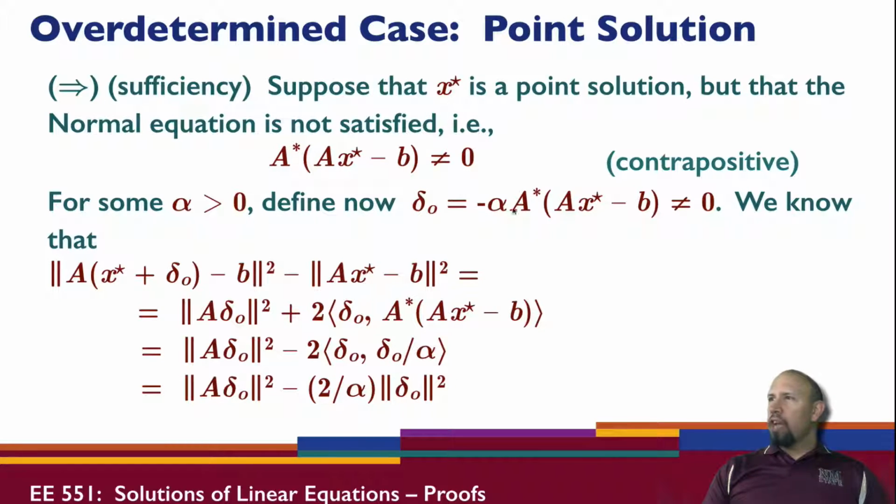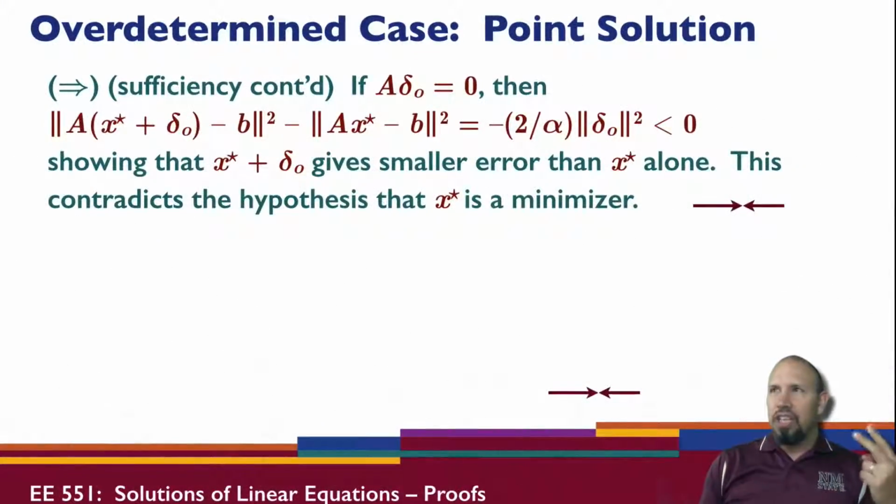Now I keep track of the fact that this quantity itself is equal to minus delta naught over alpha. And so here we have minus delta naught over alpha. I can take alpha out of this inner product, and so I get this expression. Now, I'm going to consider two cases. For the sufficiency, the first case is when A times delta is equal to 0, and then I'm going to come back and look at what happens when A times delta is not equal to 0.